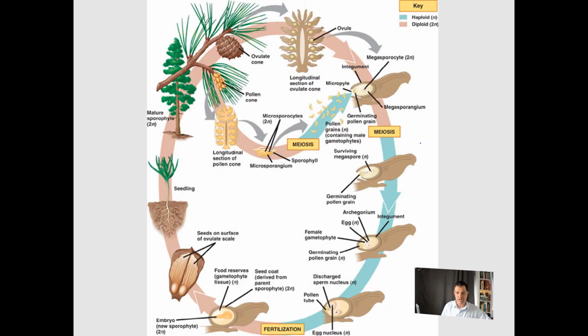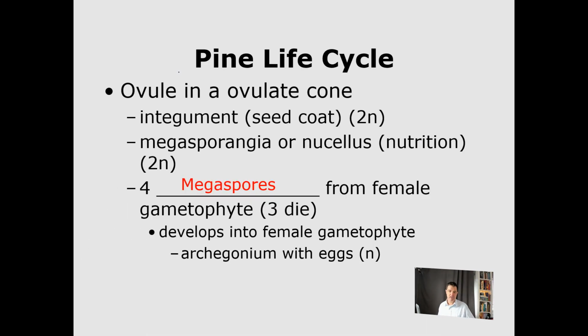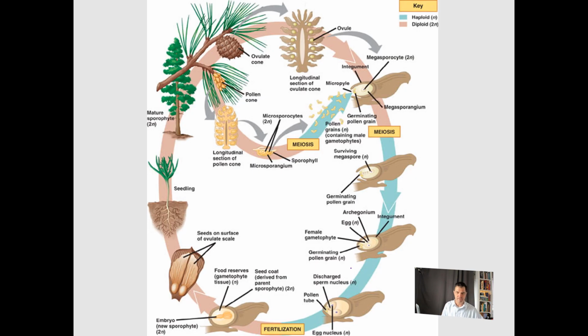When we talk about the female ovule, it is going to be an ovulate cone, and it is going to have the female megasporangia, which will produce 4 megaspores. Of those 4 megaspores, 3 of them basically die out and we don't use them, but the one that remains out of that develops into the female gametophyte. So that 1 cell forms the archegonium, which will also have the egg in it. So in this particular case, we have our egg and our reproductive protective structures.